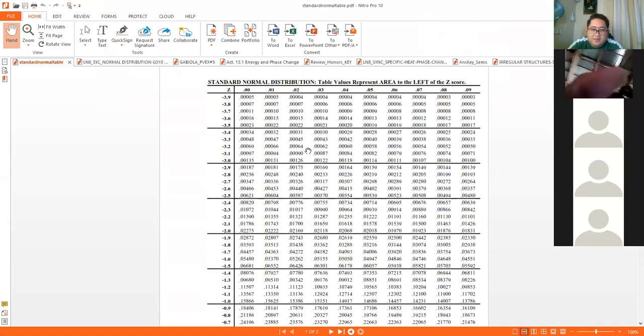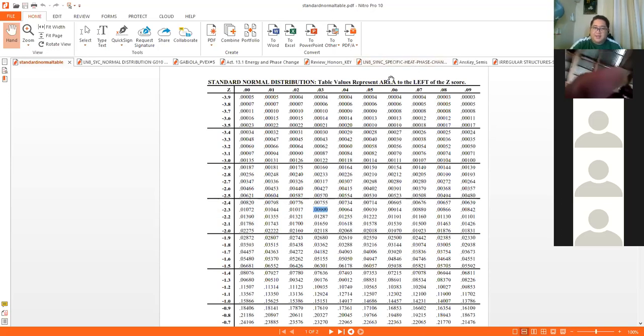Then, 0.01 is somewhere, 01, 01. Dito pala. Okay, 0.0099. So, I think ito yung pinakamalapit, no? Compare dito sa 0.01017. So, ito yung value natin. So, yung z-score niyan is negative 2.33.